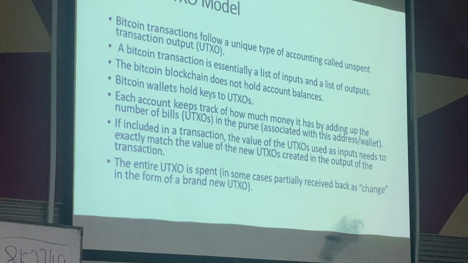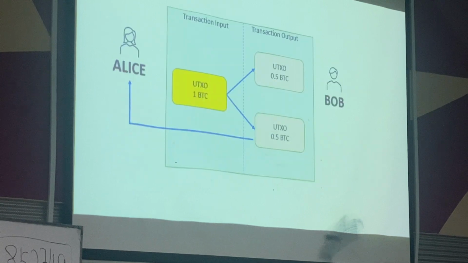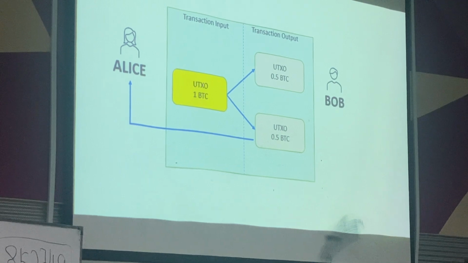Unspent transaction output. Don't need to read, just look at this diagram. This is something that you might not know. Let's talk about this scenario. We have Alice and Bob. Alice wants to send 1 Bitcoin to Bob. So this is what happened.